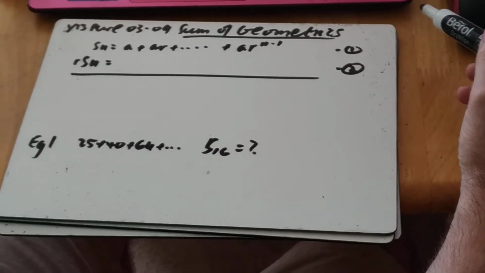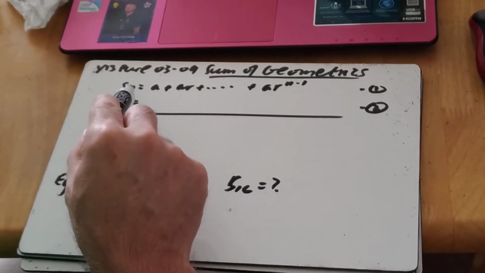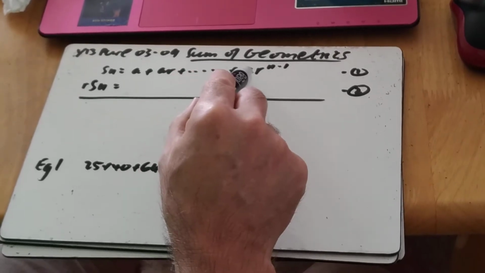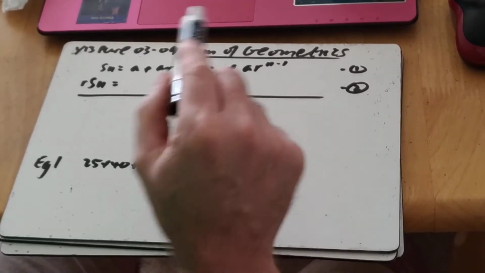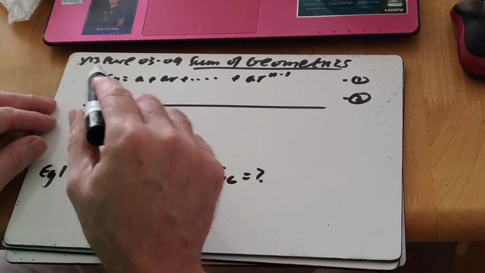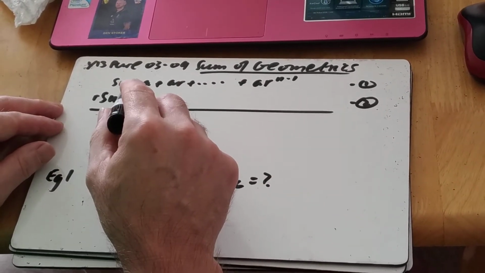Okay, we're going to look at the sum of geometric series. So we consider writing S of n, the sum of the first n terms, as a plus ar plus dot dot dot, all the way to the last term, which is ar to the n minus 1. And similar to the arithmetic, I'll do a brief proof as to how to get the formula. And it goes like this.